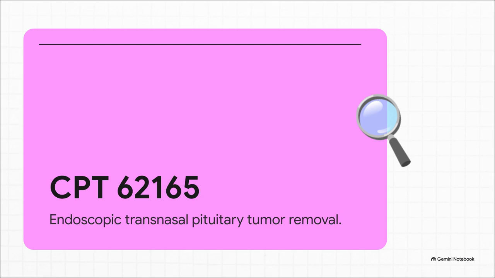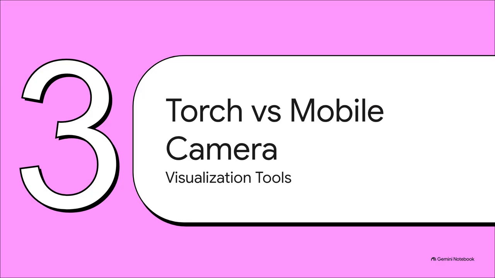On the flip side, we have CPT 62165, which represents the modern endoscopic evolution of that exact same pathway. This code is reserved specifically for the neuroendoscopic transnasal or transsphenoidal excision of pituitary tumors. So the anatomical window is identical, but the technological execution is drastically different. This approach uses a highly specialized tiny camera system inserted directly inside the nasal pathway, completely altering the surgeon's vantage point.